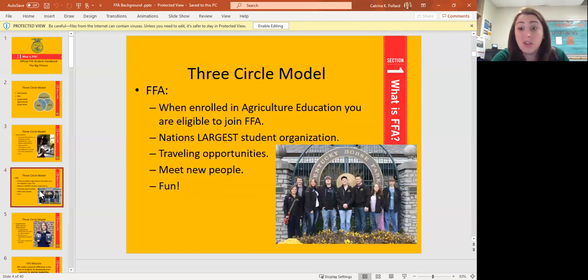All right, FFA is the leadership component. Remember, it's the largest student-led organization. In Georgia, we have over 75,000 FFA members. Georgia is the third largest state association. We're number 3. We're behind Texas and California, or California, then Texas.